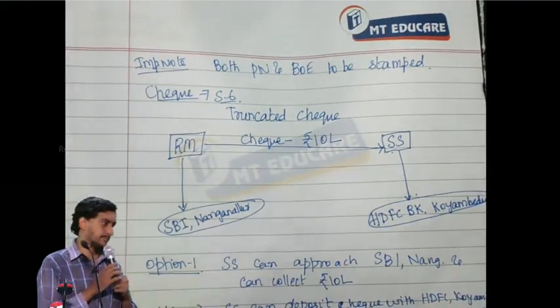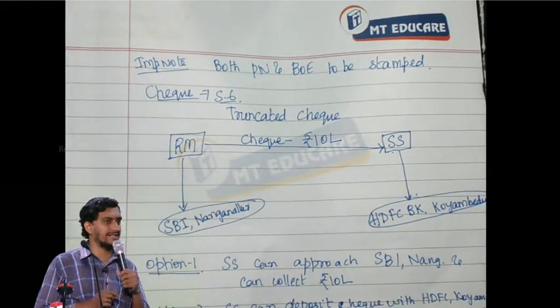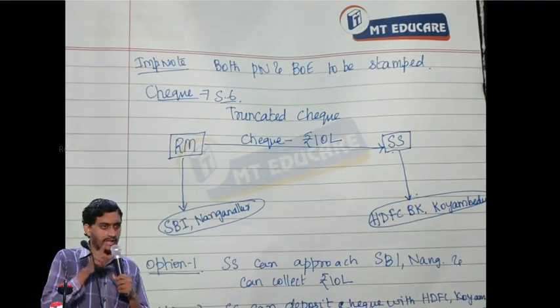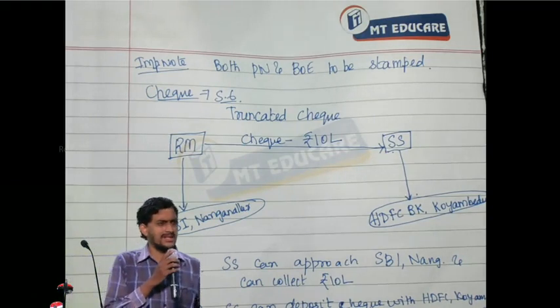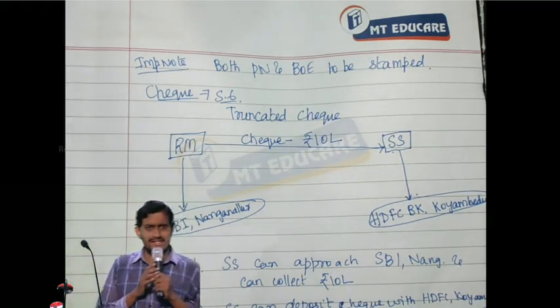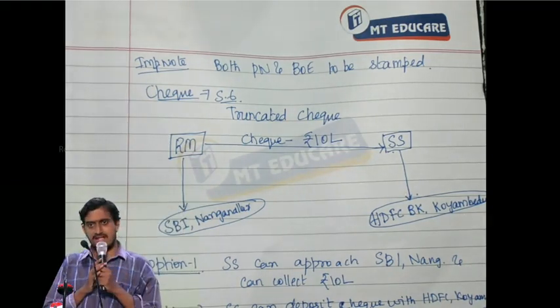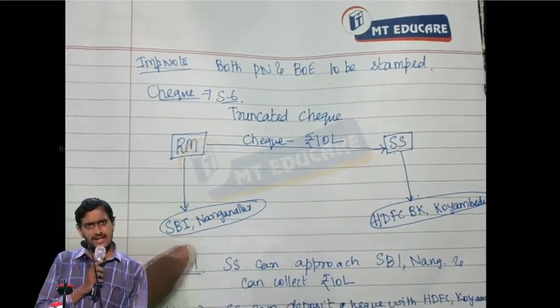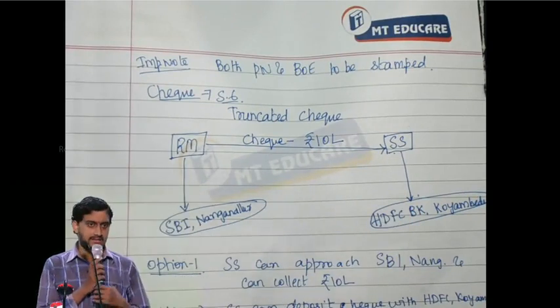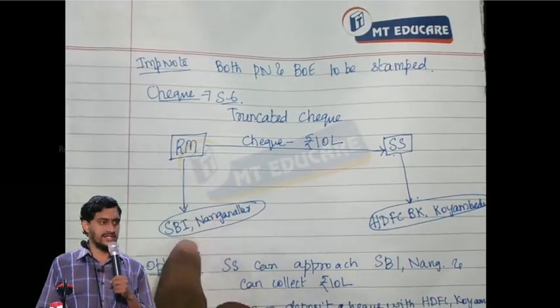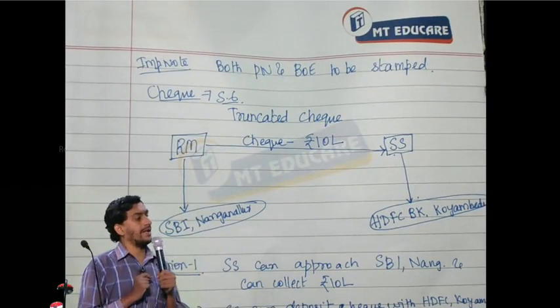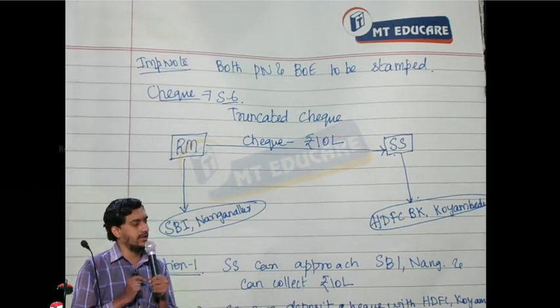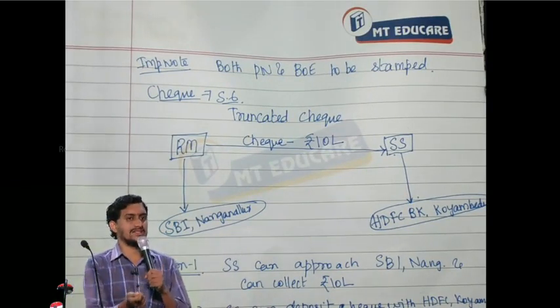Crossing is a direction. Who is giving this direction to whom? The drawer is giving this direction. To whom is the drawer giving the direction? To the banker. Which banker, collecting banker or paying banker? The drawer is giving a direction to the paying banker. What direction is he giving to the paying banker? Don't pay across the counter.